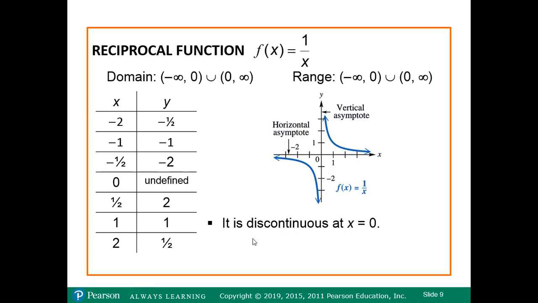And we say that it is discontinuous at 0 because there's obviously a break. So we have a vertical asymptote here, and we have a horizontal asymptote here. That's going to be important for graphing.